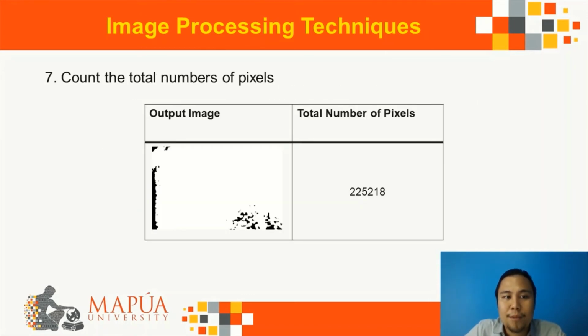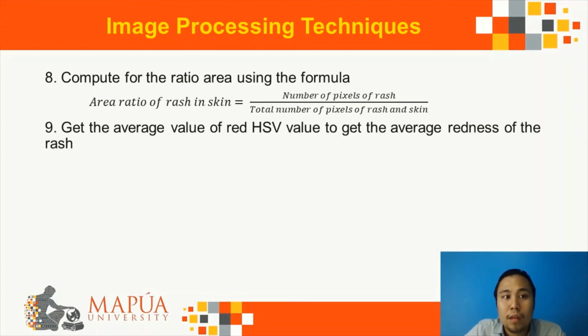The total number of pixels of rash and skin is 225,218. Next, compute the area ratio of rash in skin using the formula: number of pixels of rash divided by the total number of pixels of rash and skin. Using the previous image, the area ratio is 65.57%.